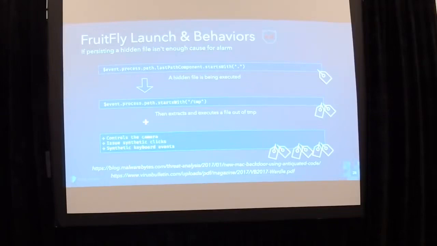Some other detections that are capable, or that we want to add, are things like this: this particular sample did issue synthetic clicks to interact with the user system to allow certain prompts or get access to certain data they shouldn't have had access to. They also did synthetic keyboard events to issue commands and controlled the camera, turned the camera on to unsuspecting users. All again behavioral indicators that we can look for using MonitorKit and writing these NSPredicate rules.